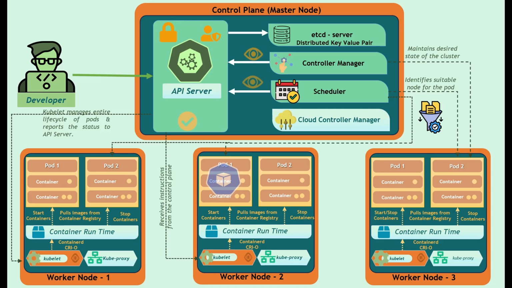Now comes our Kube-proxy. What is Kube-proxy? What is its job? Every pod in Kubernetes gets its own unique IP address. But how does the traffic reach these pods, and how do these pods communicate with each other? This is handled by Kube-proxy. So all the networking in the cluster is handled by Kube-proxy.